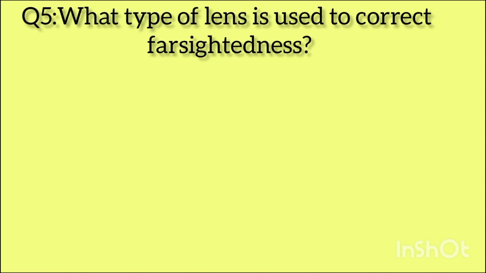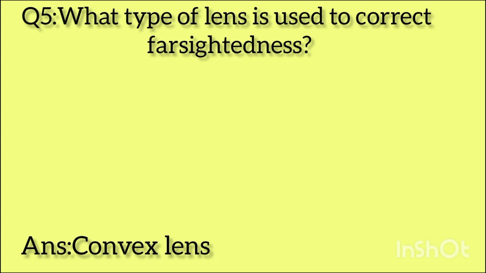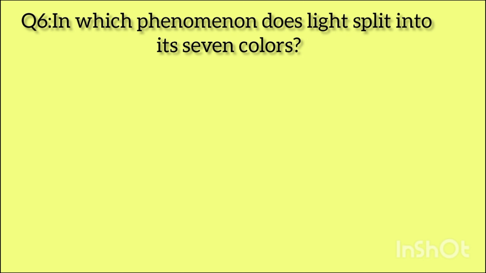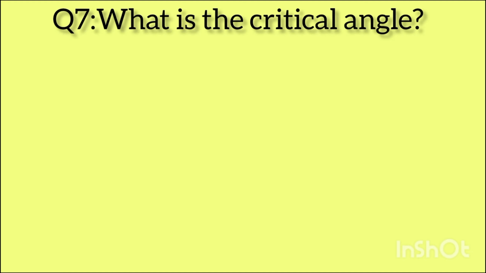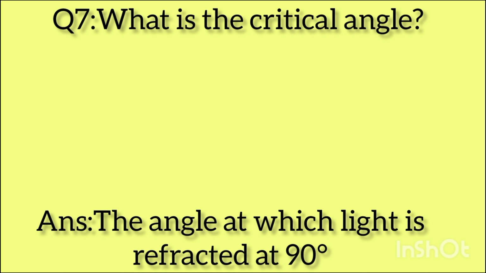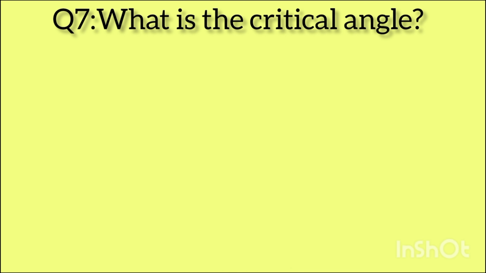Question 5. What type of lens is used to correct farsightedness? Answer: convex lens. Question 6. In which phenomenon does light split into its 7 colors? Answer: dispersion. Question 7. What is the critical angle? Answer: the angle at which light is refracted at 90 degrees.